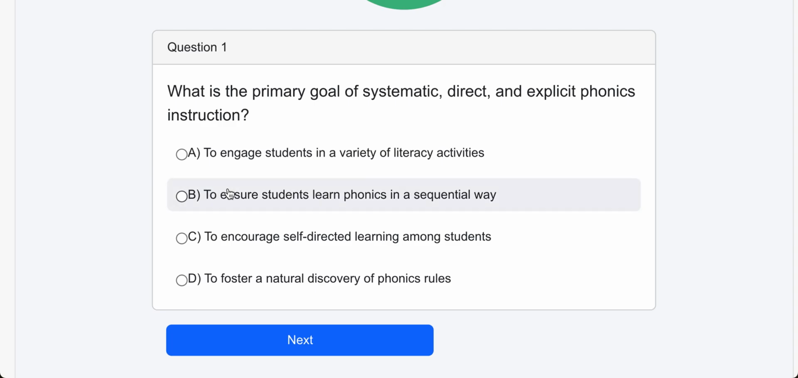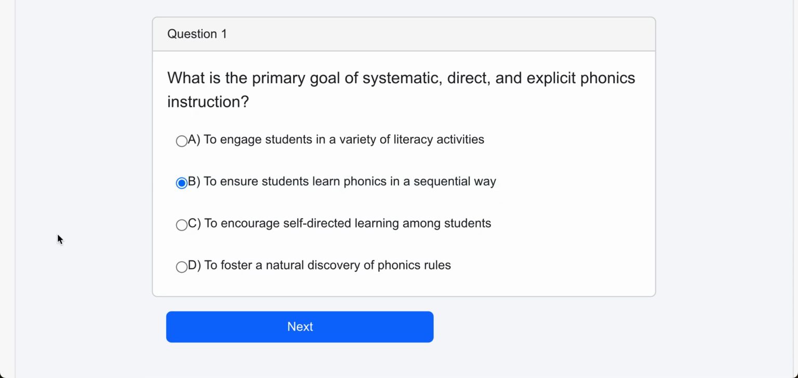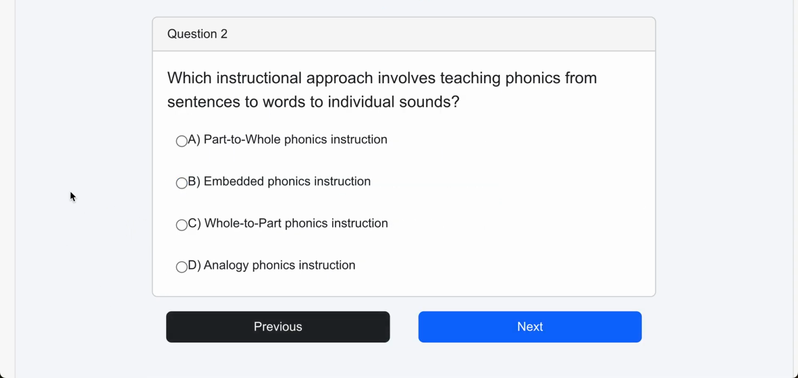So for that reason, I'm going to go ahead and select answer option B, which reads to ensure students learn phonics in a sequential, step-by-step way. That's really important, just understanding that framework. Let's move on to question number 2.